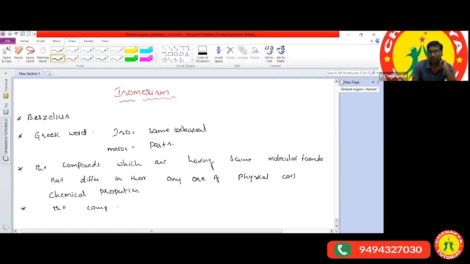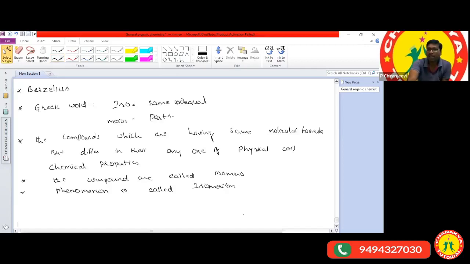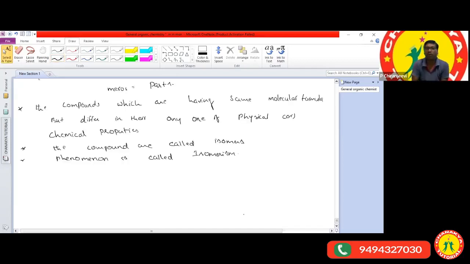The compounds are called isomers, and the phenomenon is called isomerism. So what is isomerism? Compounds having the same molecular formula but differing in any one of the physical or chemical properties of the compound are called isomers, and the phenomenon is called isomerism.